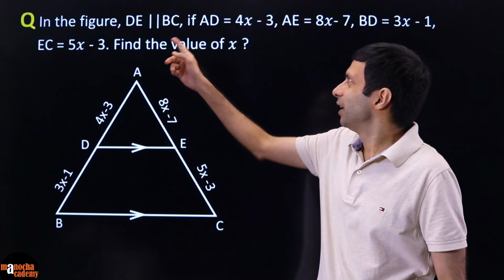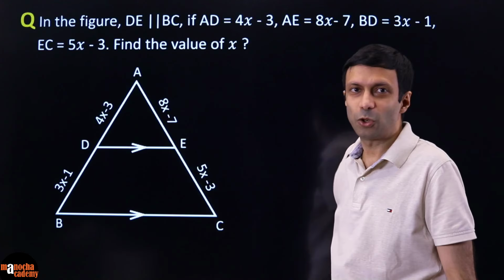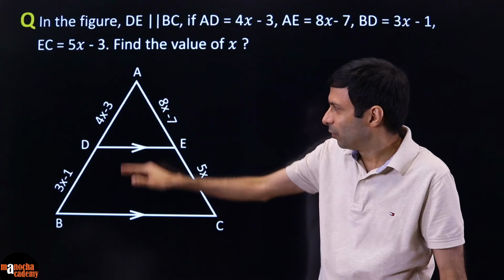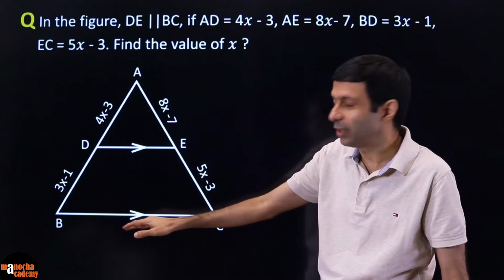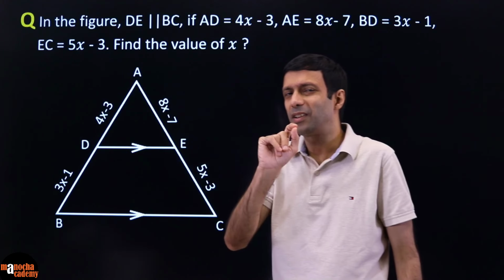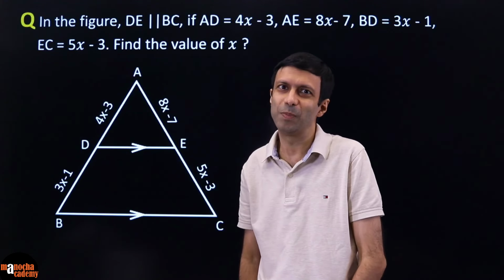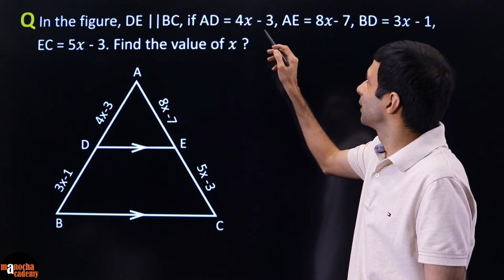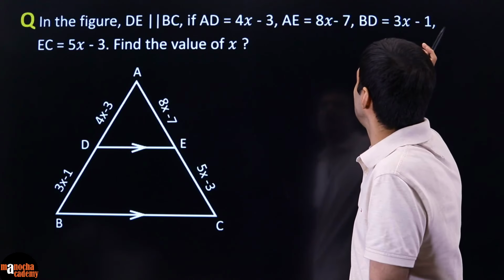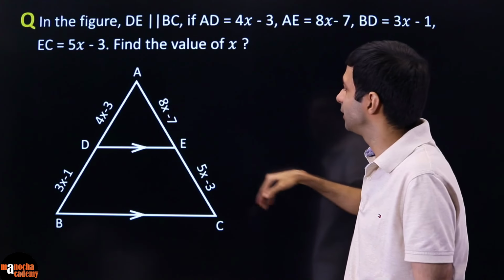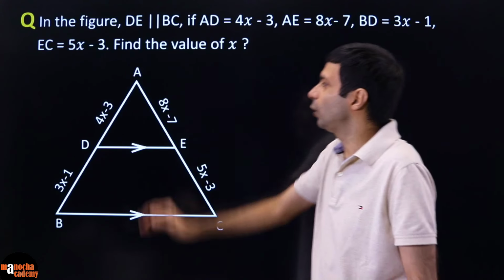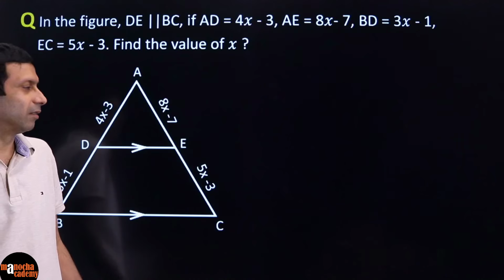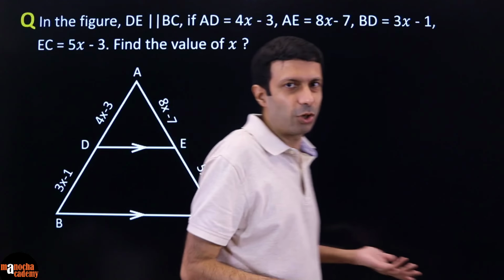Here's the first question. In the figure, DE is given parallel to BC. So whenever you see this kind of triangle where a line in the middle is parallel to a side, you know that this is probably going to use Thales Theorem or basic proportionality. And now what is given to you? AD is given as 4x minus 3, AE is 8x minus 7. So all these lengths are given. You need to find the value of x. So how will you do it? Basically you will apply Thales Theorem.